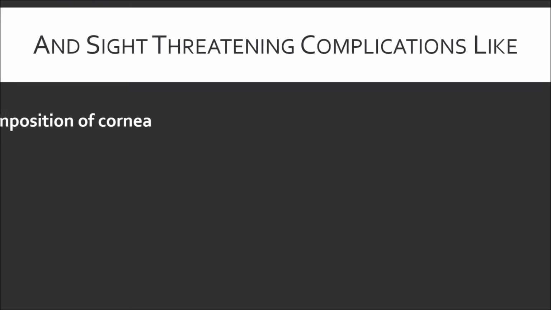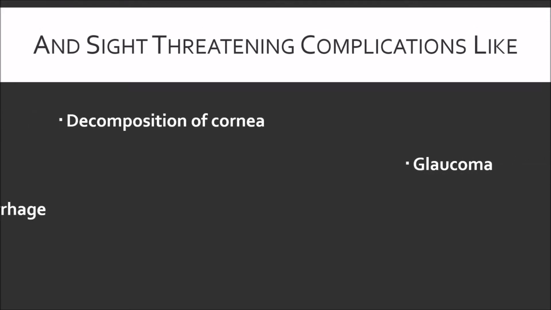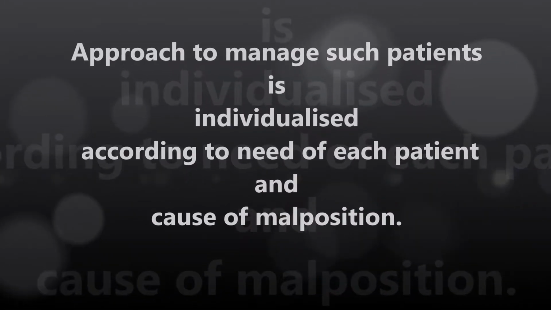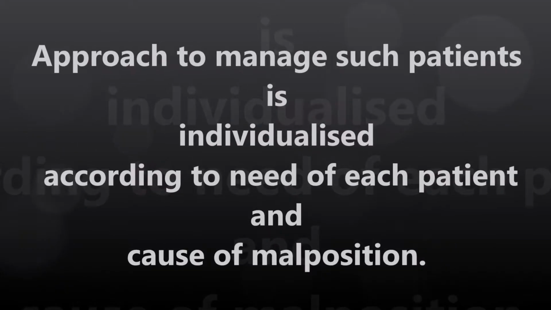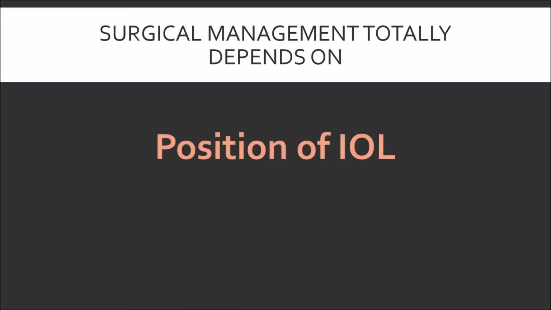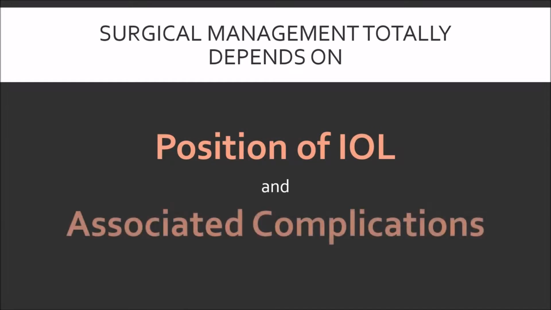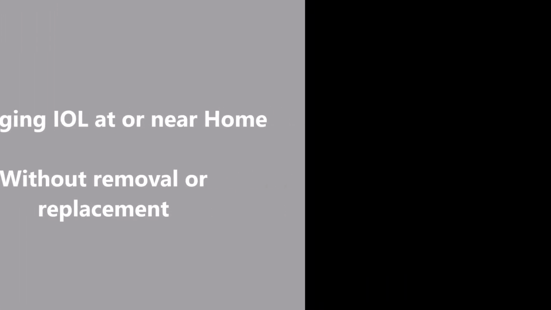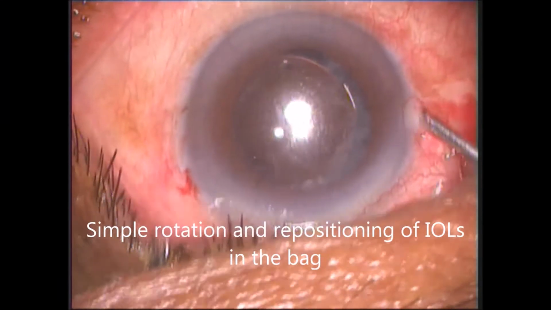They can cause sight-threatening complications like decompensation of cornea, glaucoma, vitreous hemorrhage, and retinal detachment. The approach to manage such a patient is individualized according to the need of the patient, the position of the IOL, and also associated complications. Management can be of two types: with removal of the IOL and replacing it with a new one, or without removal or replacement.